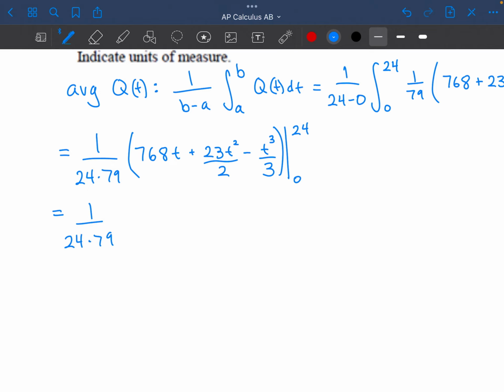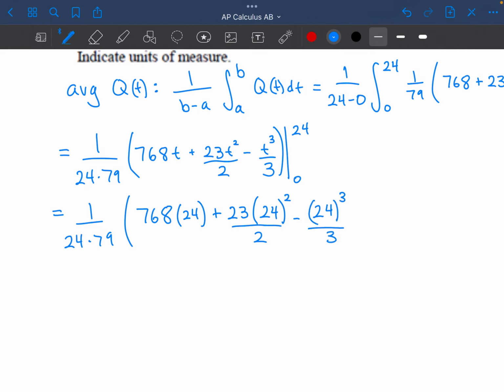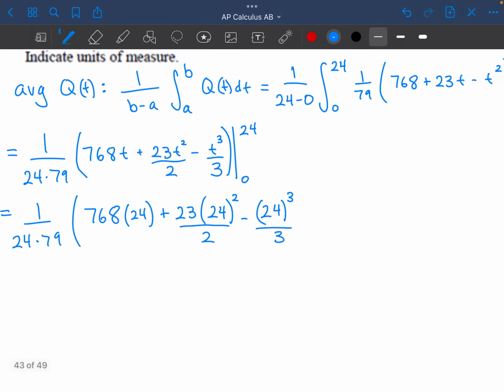And then I'm going to have, oh boy, 768 times 24 plus 23 times 24 squared. My God, that's a big number. And that's all going to be divided by 2. And then minus 24 cubed. Dear gosh, 24 cubed is gigantic. Over 3. Oh, okay, check it out. I'm so glad that we did not multiply these together, because there's a copy of 24 in each of these, and there's a 24 being divided by, which means cancel, cancel. That turns into 1, that turns into 2. Lovely. That makes me feel much better.